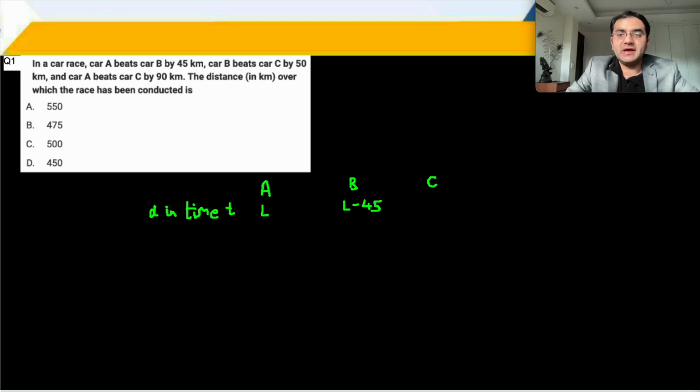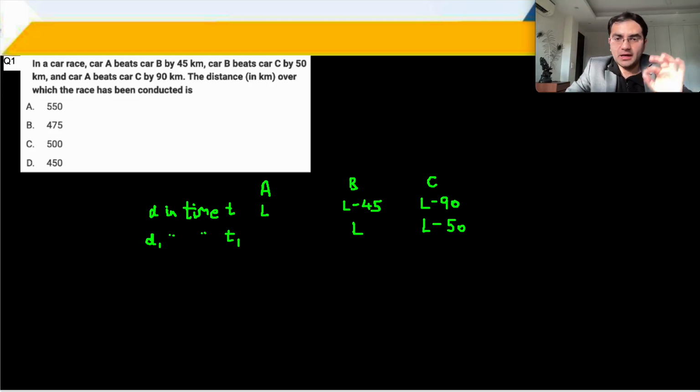And B beats C by 50 kilometers. So when B completed the race, then C is 50 kilometers behind. Let's say some distance covered D1 in time taken T1. Okay? And the time is constant. And then it says that A beats C by 90 kilometers. So when A has completed the race at L, C is 90 kilometers behind.